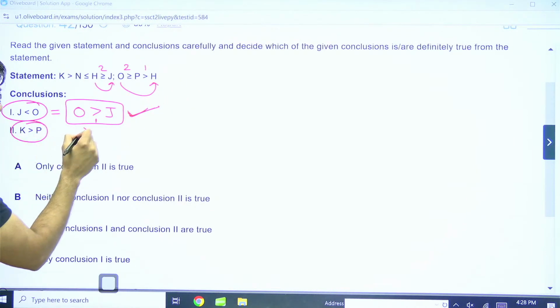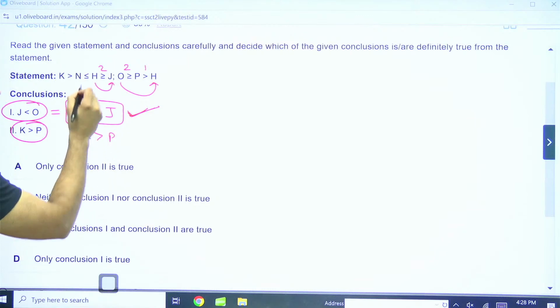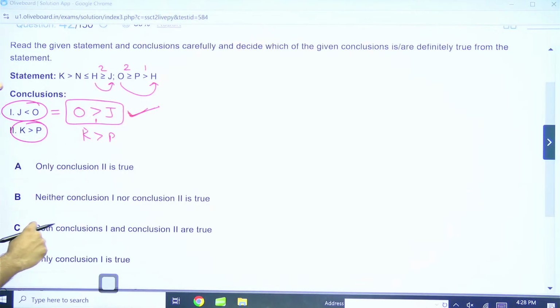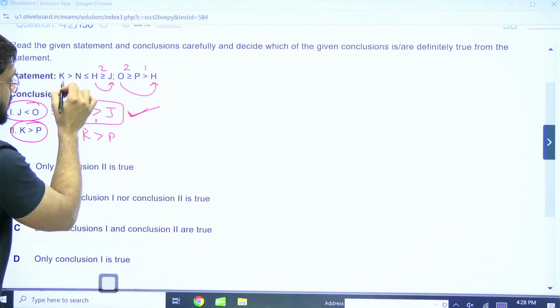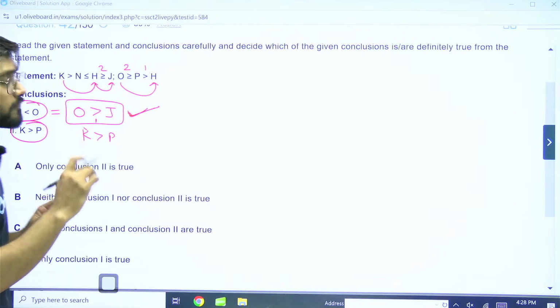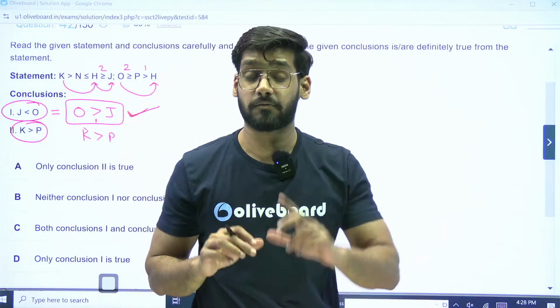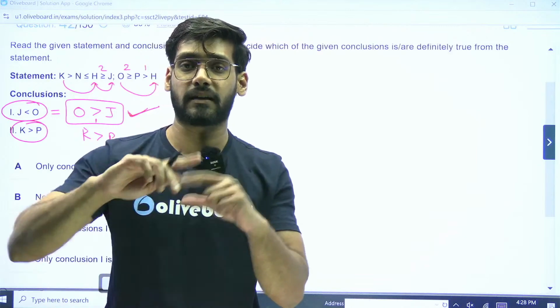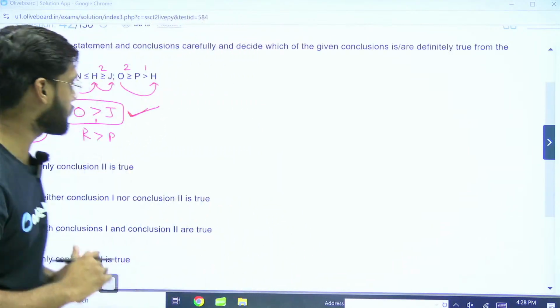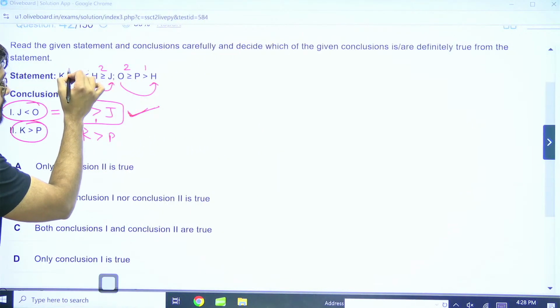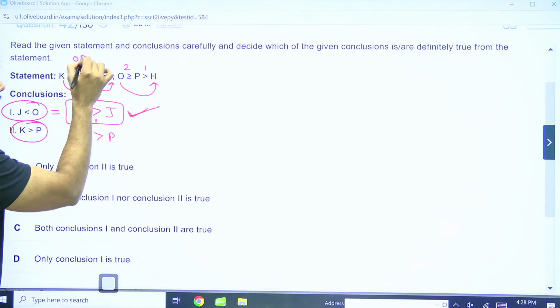Second, K greater P. We need to find K greater P. How can we connect K and P? P is connected with H, but we cannot make a relation between K and H. We cannot make the relation between K and H because the symbols are from the different families. This one and this one, both are the opposite symbols. Opposite family, I should say.